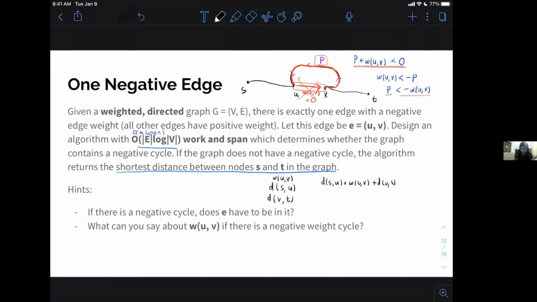Yeah, sure. So the first thing you're going to do is remove the edge UV, right? And then you run Dijkstra's from V, and you only care about the distance from V to U, right? So this gives you this value P. Then you check if P is less than negative of the weight from U to V. If it is, then you have a negative weight cycle.